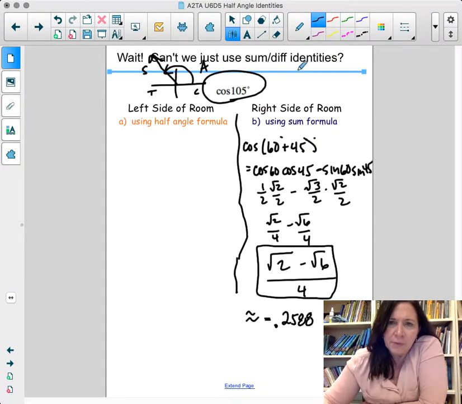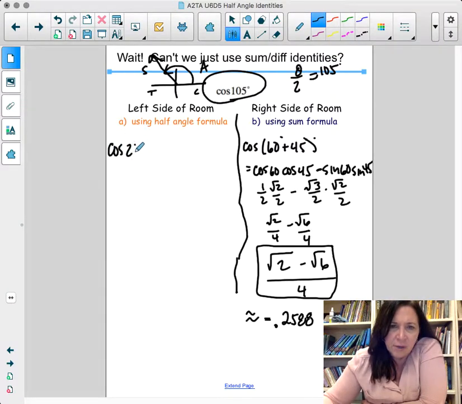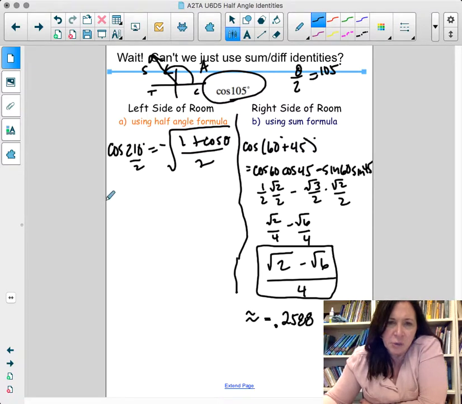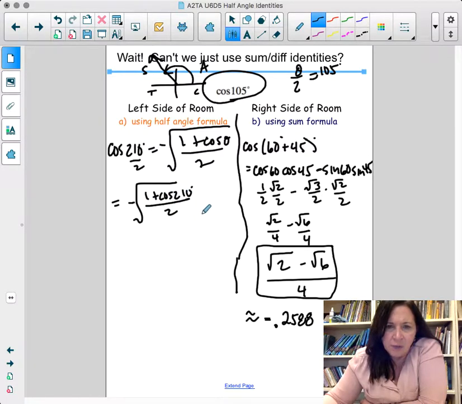Now remember, we're going to use a half angle formula, where theta over 2 is 105. So the actual angle that I'm going to use is 210. So cosine of 210 degrees over 2 is equal to plus or minus, and we know our answer is going to be minus, the square root of 1 plus cosine of theta all over 2. What's happening here is I need to figure out what cosine of 210 degrees is. So this is negative the square root of 1 plus cosine of 210 degrees all over 2.